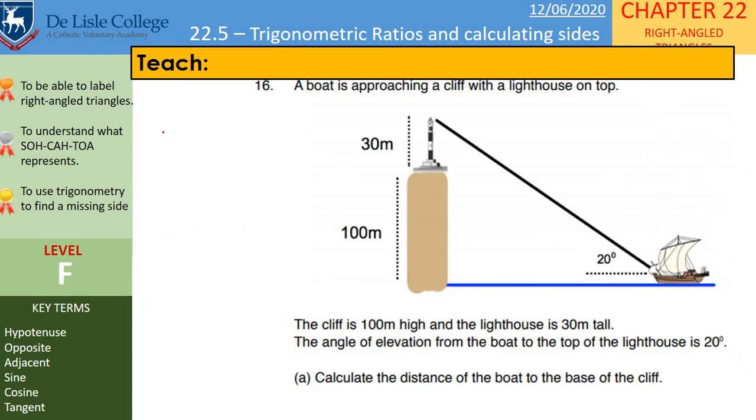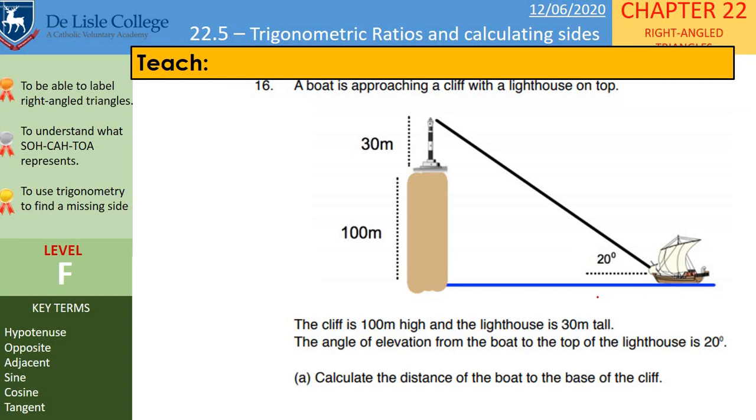Right, a more complex one, so I'll do this one first. A boat is approaching a cliff with a light on top. The cliff is 100 metres high, we can see that here, and the lighthouse is 30 metres tall. The angle of elevation, so if you're looking up from the boat to the top of the lighthouse, is 20 degrees. Calculate the distance of the boat to the base of the cliff.